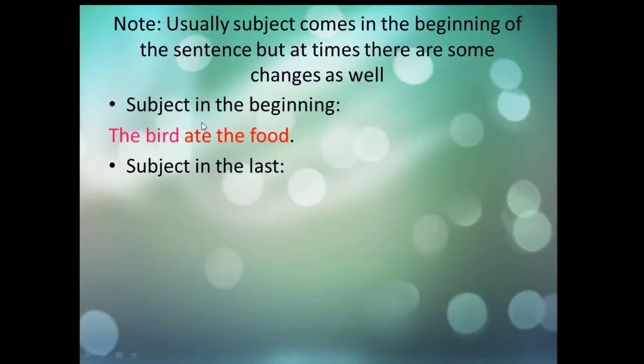And let's see the second type. Subject comes at the last. How is it framed? Out of the woods came a bear. So here, about whom is the sentence speaking? About a bear. So a bear has come in the last part of the sentence. So a bear is the subject, which appears in the last part. Out of the woods came is the predicate.